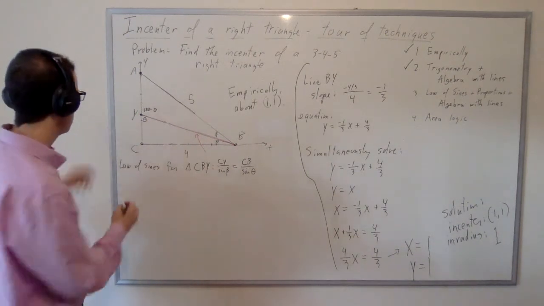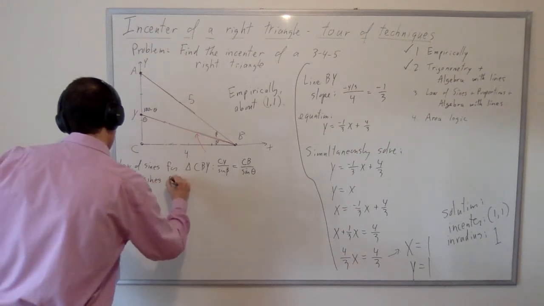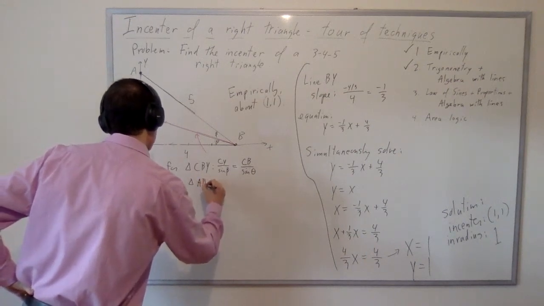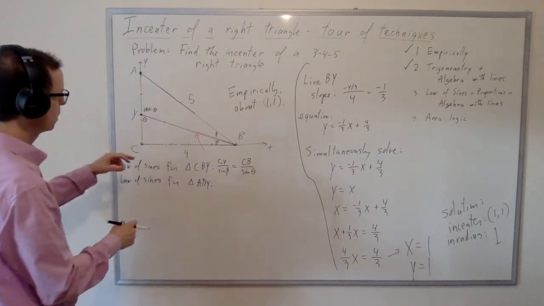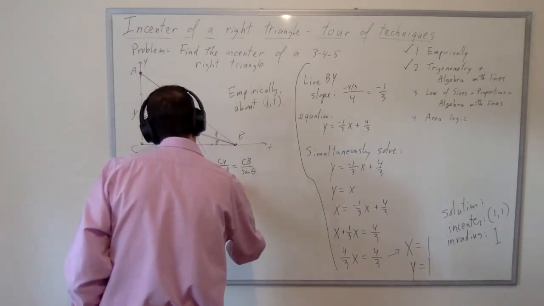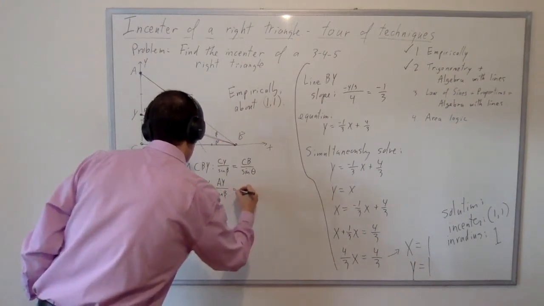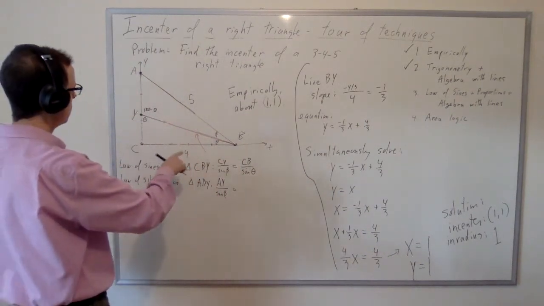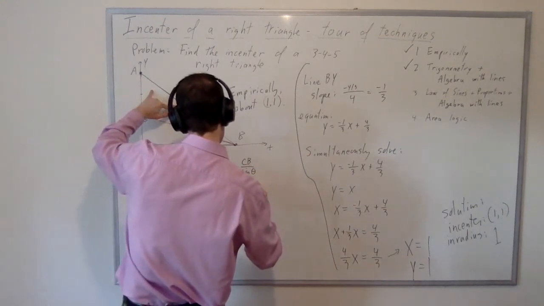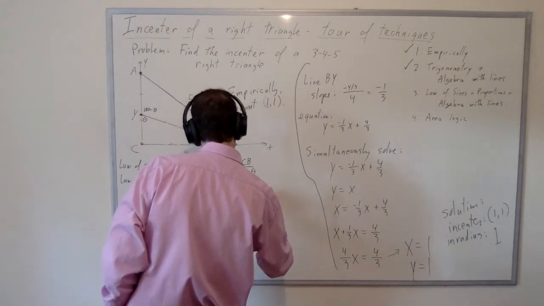So let's apply the law of sines for triangle ABY. And what will that tell us? That will tell us something about AY over sine beta. Notice that's the same sine beta. And that's going to tell us that that's equal to AB over sine 180 minus theta.